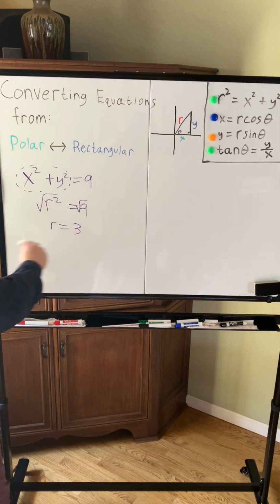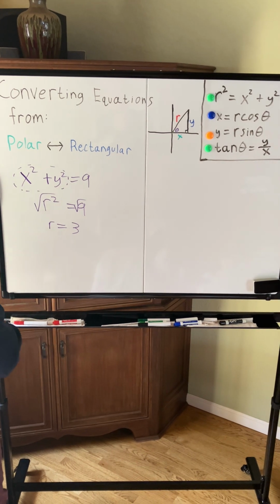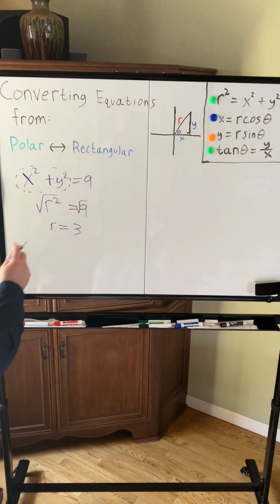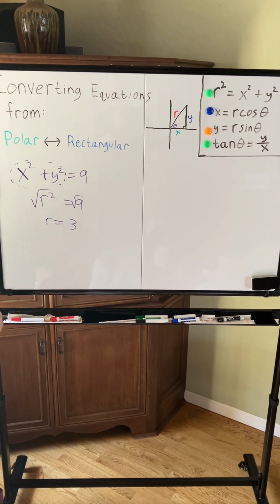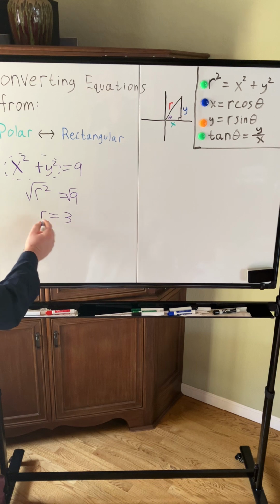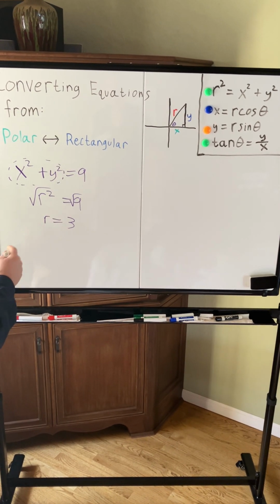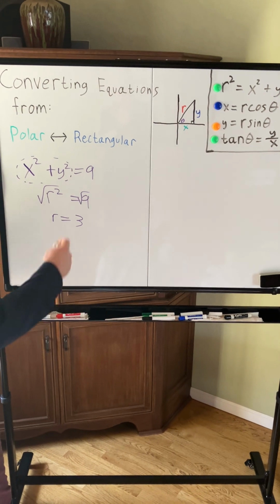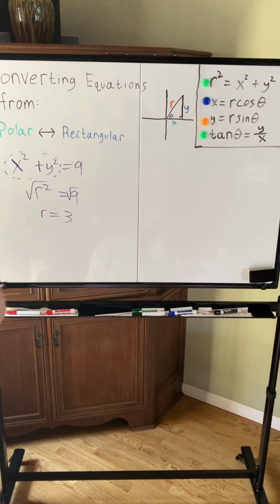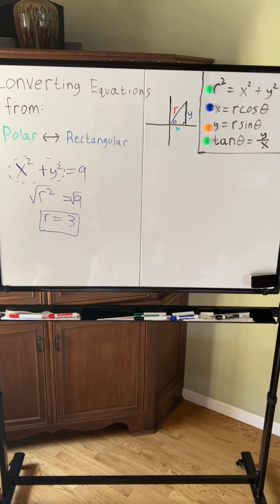Now, you might say, when we square root, we need to do plus or minus. Sure, however, whether we say r equals 3 or r equals -3, we would get the same equation. A circle in polar form, whether it's r equals 3 or -3, will still just be a circle with a radius of 3 centered at the origin or the pole. So that's a simple substitution.